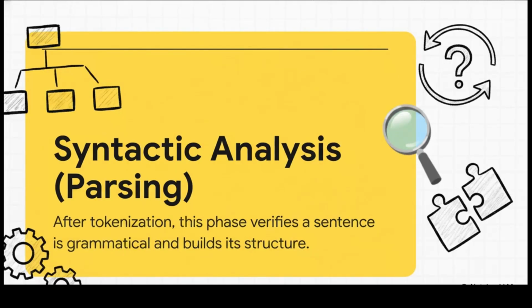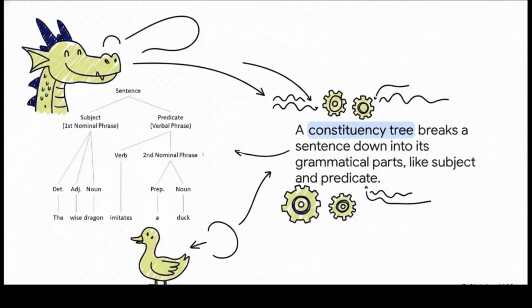Okay, so once the machine can see the words, the next job is to figure out the grammar, and that's where syntactic analysis, you might also hear it called parsing, comes in. This is all about the model figuring out how all those words fit together to make a sentence that actually makes sense, grammatically speaking. What the machine does is build a kind of sentence tree, just like this. It breaks everything down into its parts, the subject, the verb, the object. You can see exactly how the wise dragon connects to the action, imitates a duck. This grammatical blueprint is absolutely crucial for understanding what the sentence actually means.